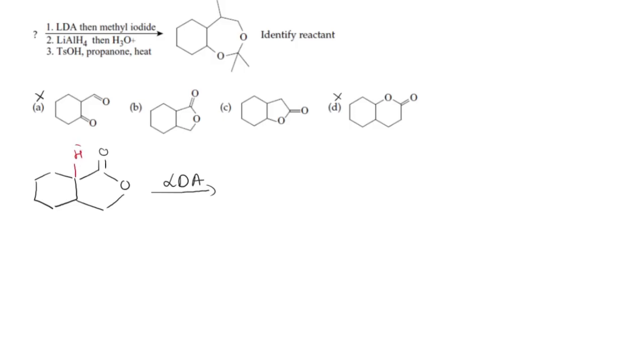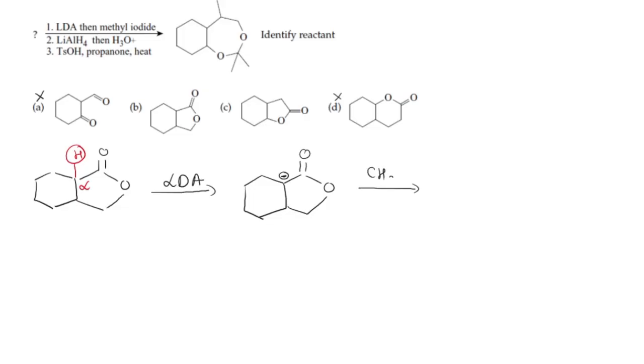It's going to abstract from here because this is the alpha carbon. Generally, the alpha hydrogens of esters are not acidic, but since we are using a strong base here, this hydrogen can still be abstracted and we are going to get this carbanion. This carbanion can be stabilized by the ester carboxyl group. That's why it can be formed in the reaction.